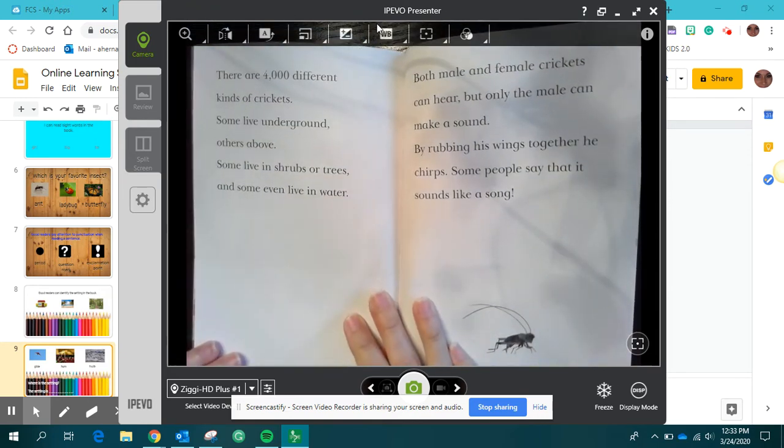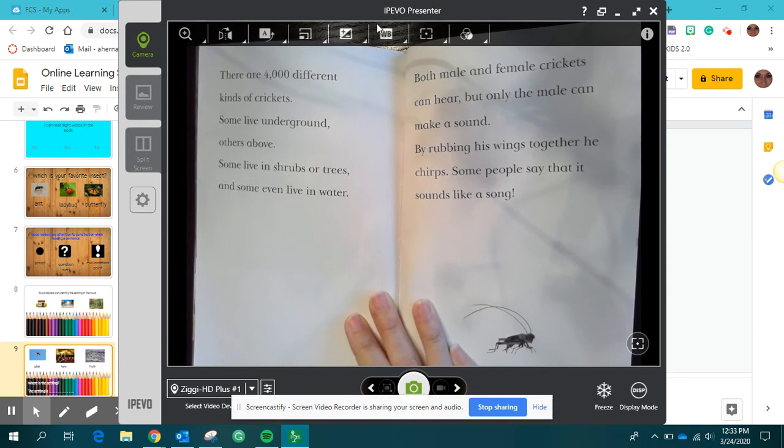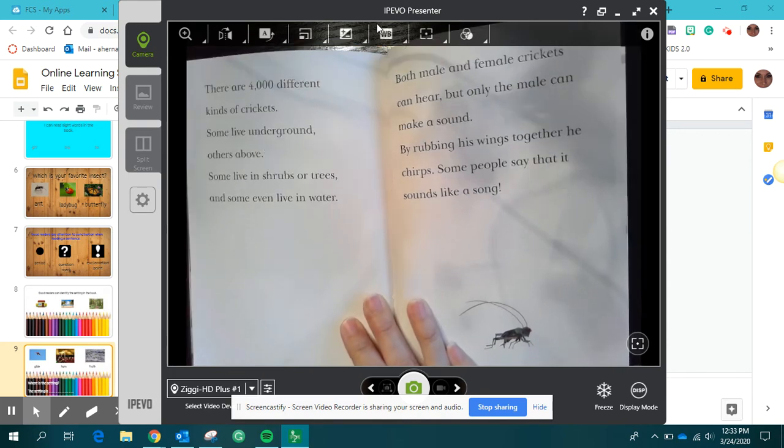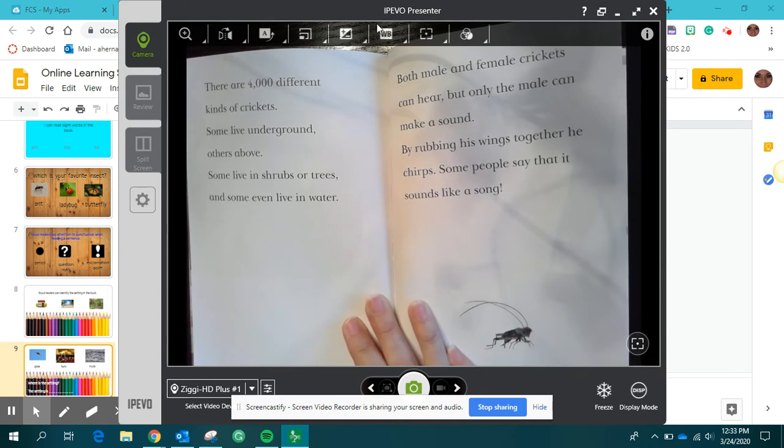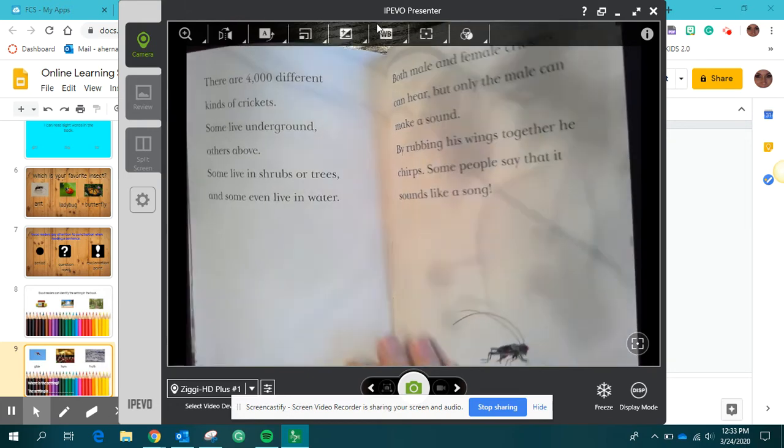There are 4,000 different kinds of crickets. Some live underground, others above. Some live in shrubs or trees, and some even live in water. Both male and female crickets can hear, but only the male can make a sound. By rubbing his wings together, he chirps. Some people say that it sounds like a song.